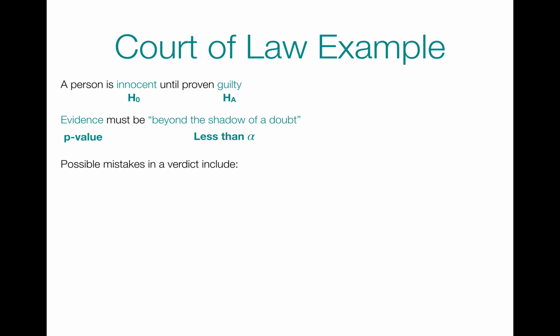Now, there could be some mistakes made here. You could convict an innocent person. That would be making a type 1 error. So you rejected the null when in fact it was true. You said the person was guilty, but they were innocent. Or you could release a guilty person. So that's a type 2 error. We failed to reject a false null. So we said they were innocent, but they really weren't.